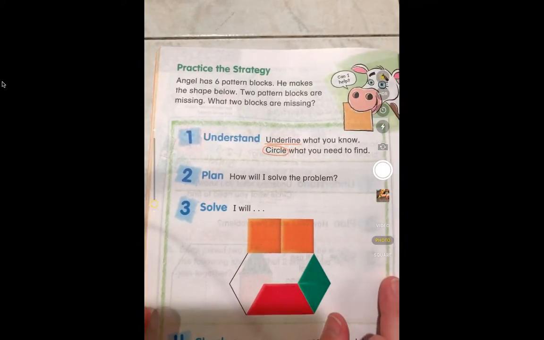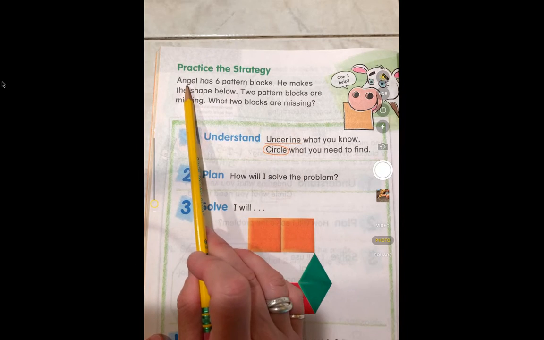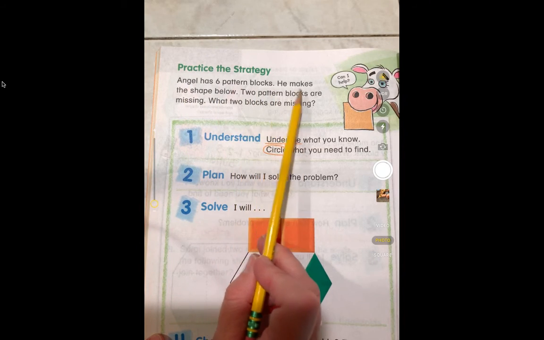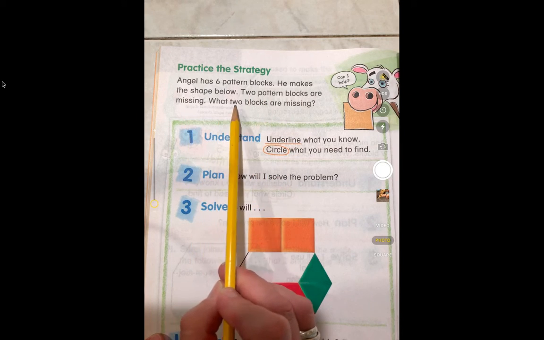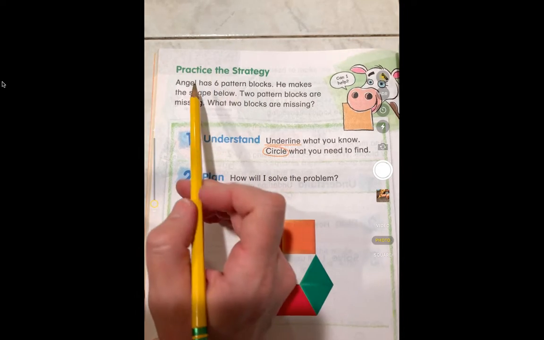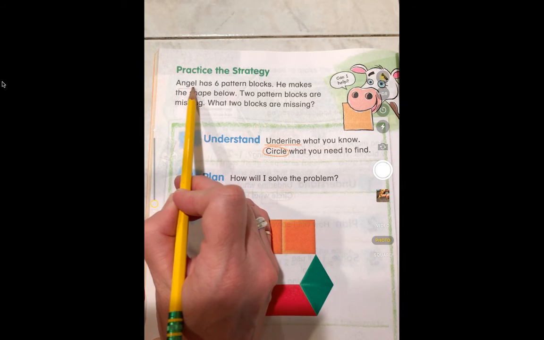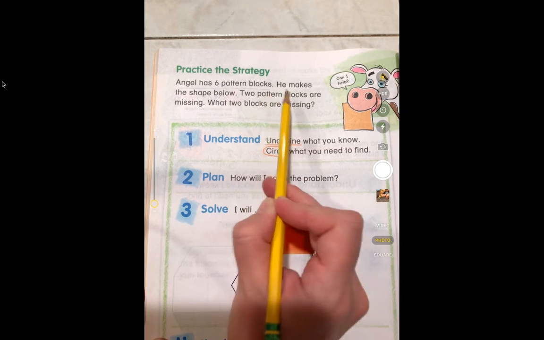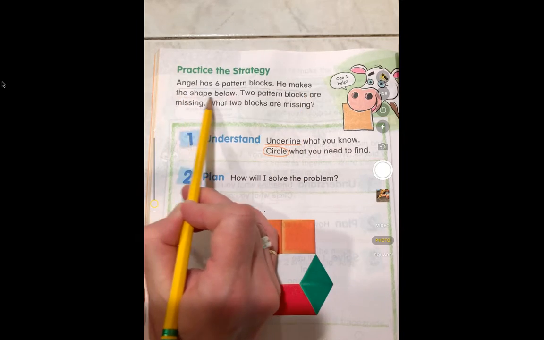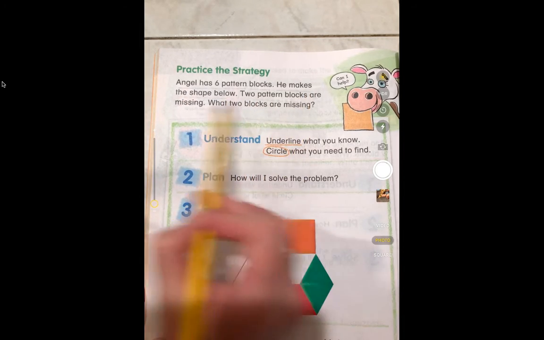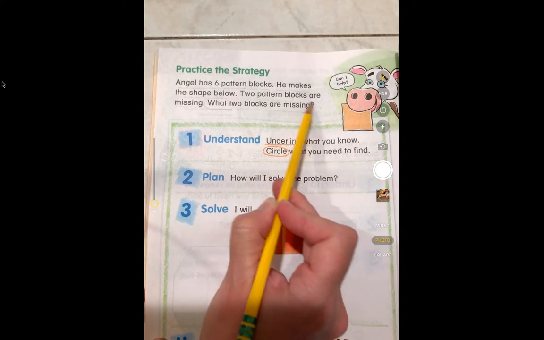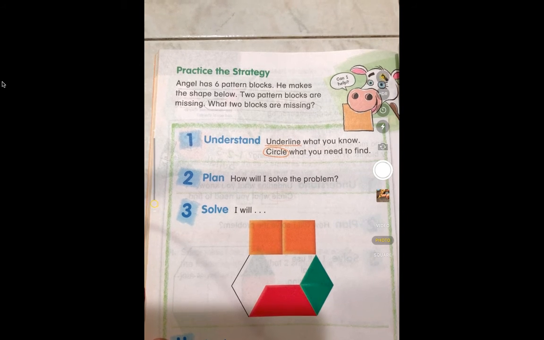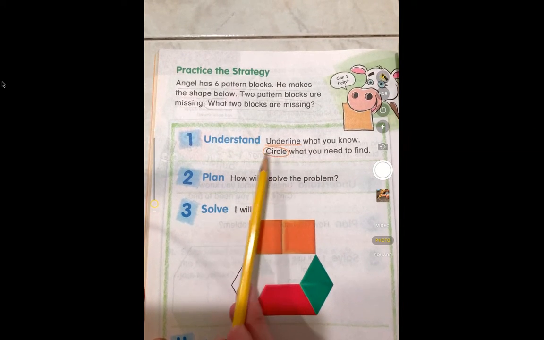Now, we're going to practice the strategy together. It said Angel has 6 pattern blocks. He makes the shape below. 2 pattern blocks are missing. What 2 blocks are missing? First, we're going to underline what we know. So we know that Angel has 6 pattern blocks. And we know that he makes the shape below. And we know that 2 pattern blocks are missing. Now, what do we need to find? We need to find what 2 blocks are missing. So you're going to understand, which we did.